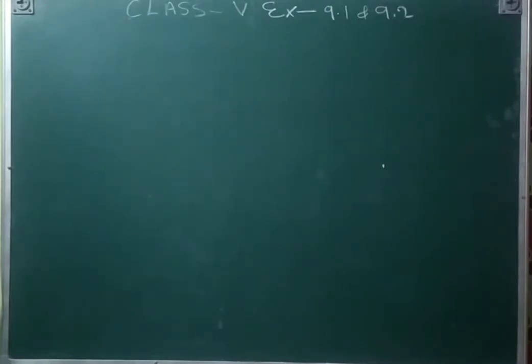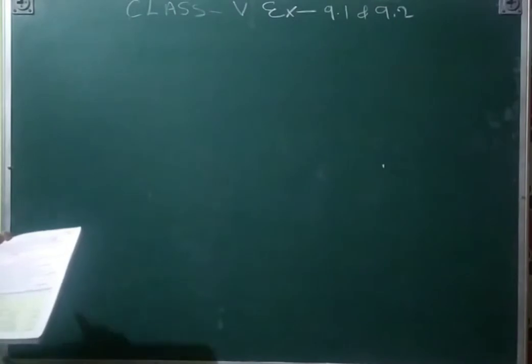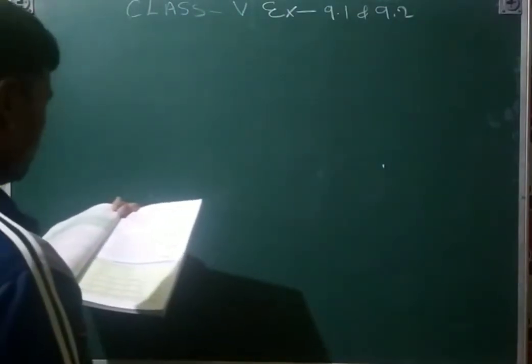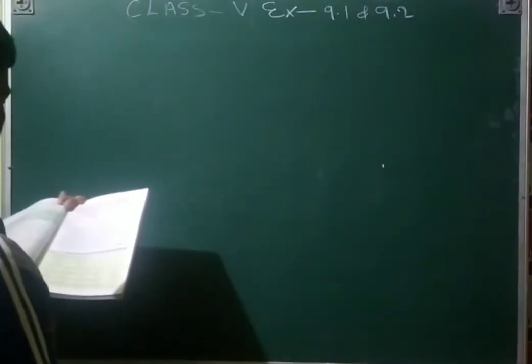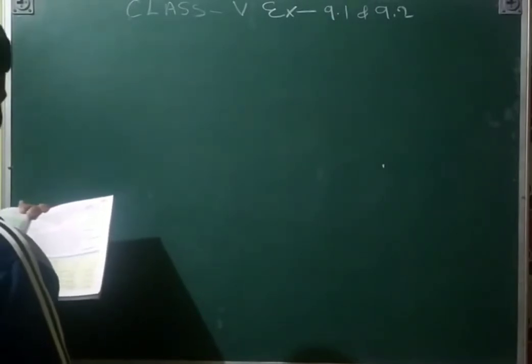Chapter 9, rounding numbers. So the first question, multiple choice: the first is C, the second is B.